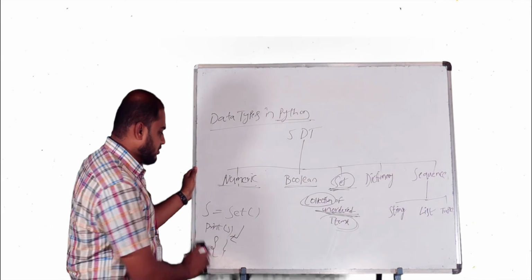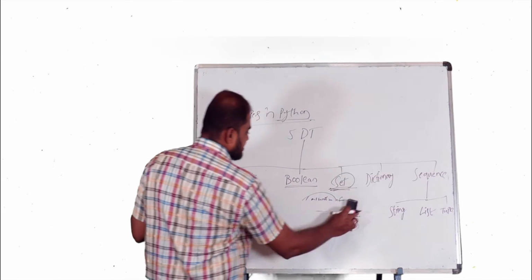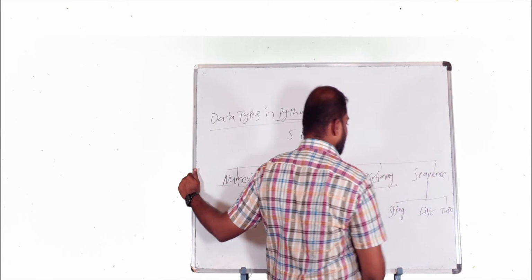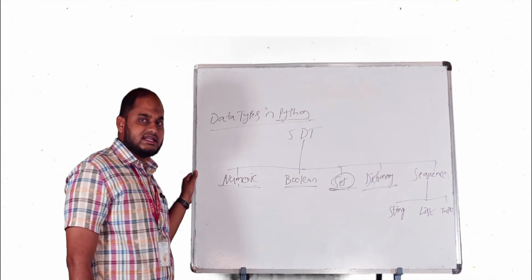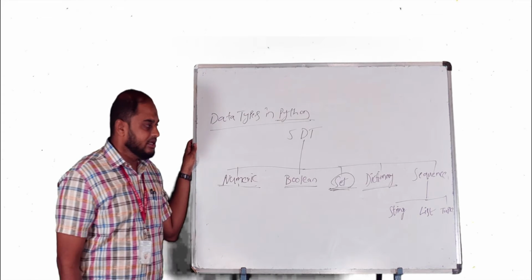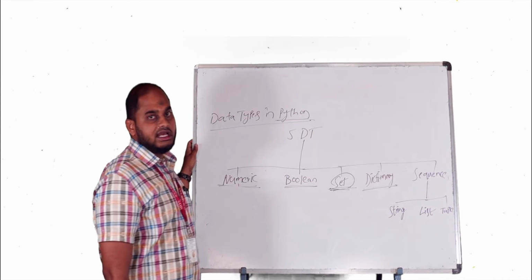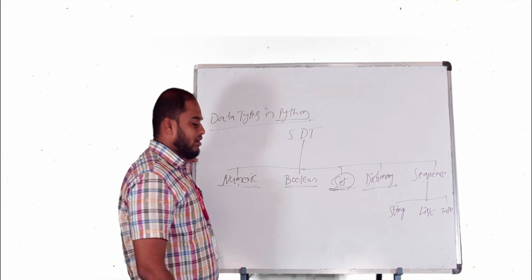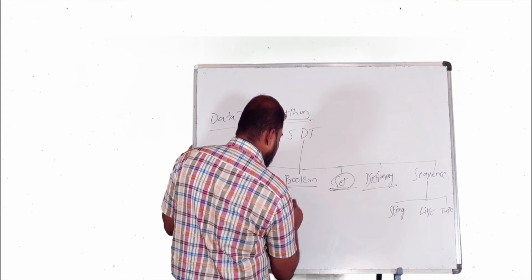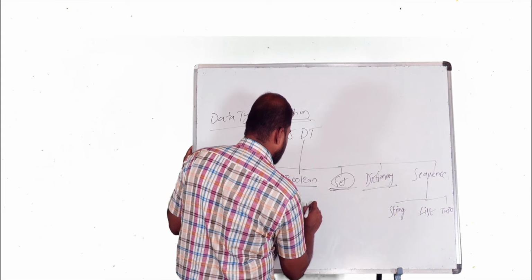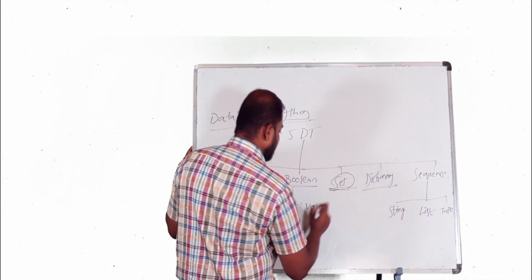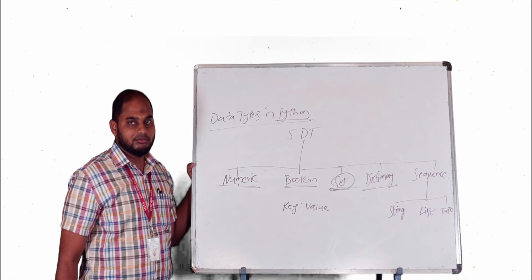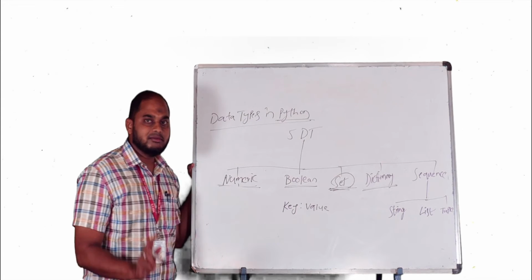Now moving on to the fourth data type, which is called dictionary. Dictionary is also called a data structure as well as a data type in Python programming. A dictionary also consists of a collection of items, and it will have items in the form of pairs, that is key as well as value. This is very important in dictionary, which comes under data type in Python programming.